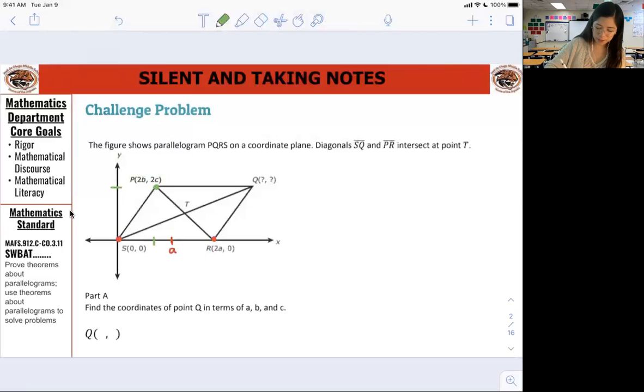Remember that the coordinate point is telling us where you are on the x-axis and where you are on the y-axis. So which of those coordinate point values is the y value? No, not 2b, that's the x value. It's 2c, yeah. So this is 2c, and this is 2b. So far so good? Any questions on what I've done so far?